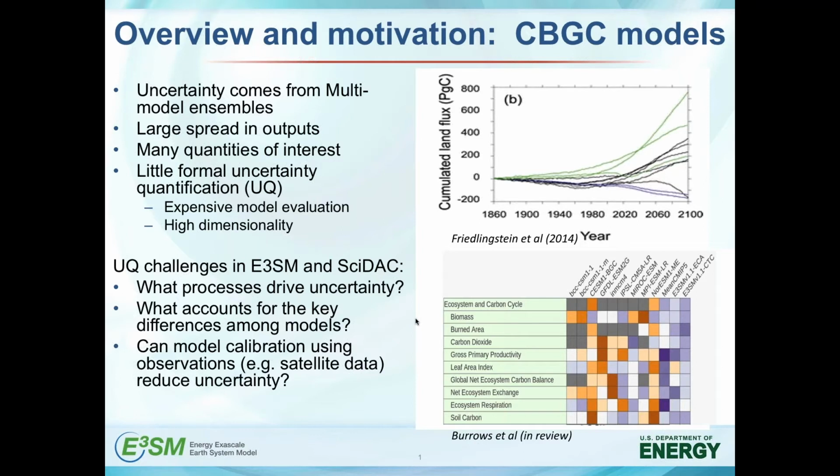In addition to carbon flux, we have things like biomass, burned area, leaf area index, hydrologic fluxes. And we don't see much in the way of formal uncertainty quantification from these models, primarily because they're so expensive to evaluate. And in a lot of cases, they have a very high number of uncertain parameters that could be considered. So we call that high dimensionality.